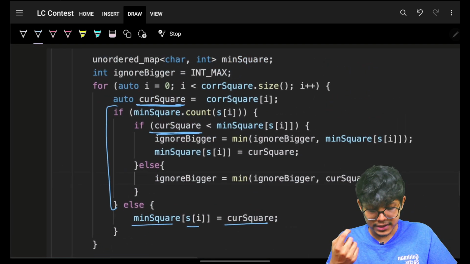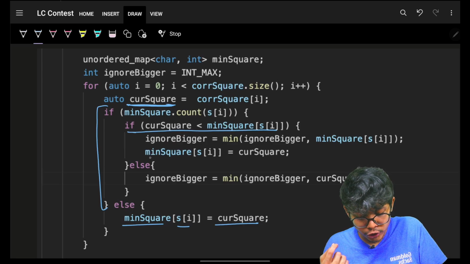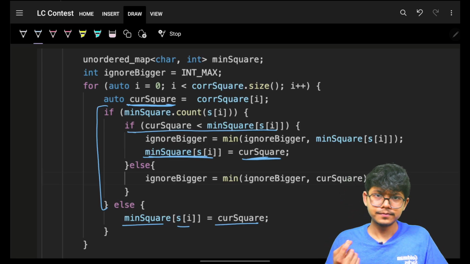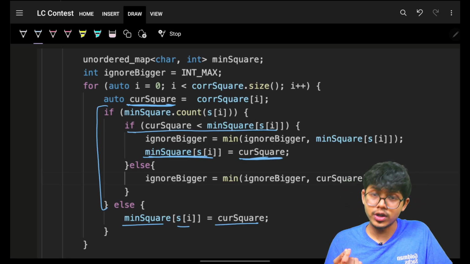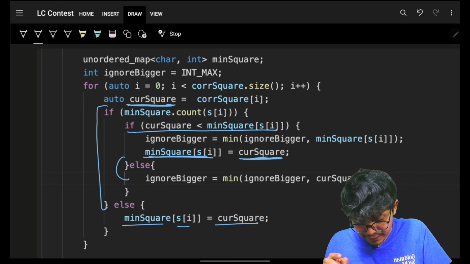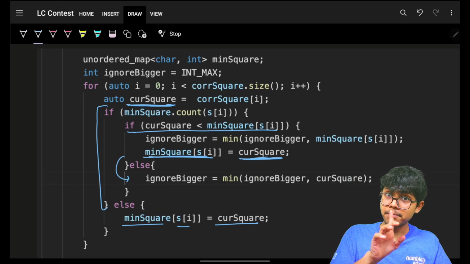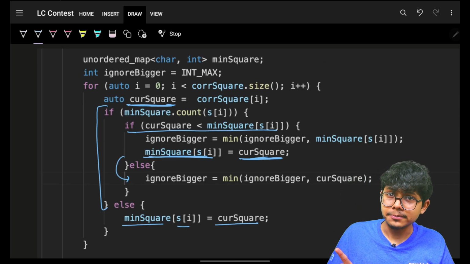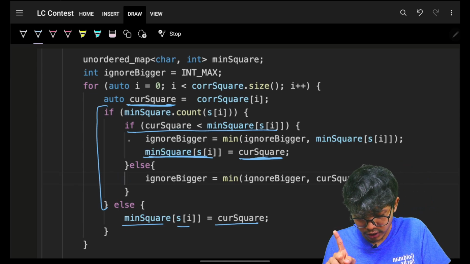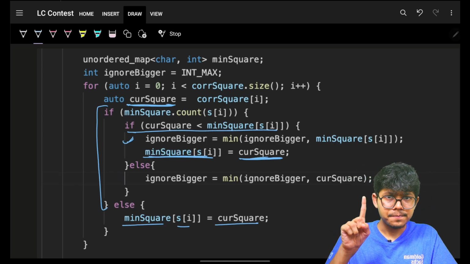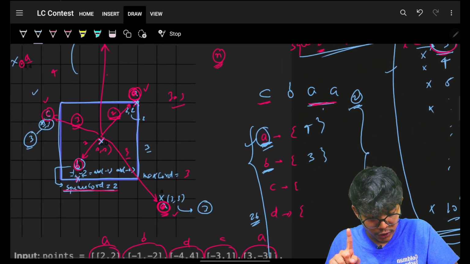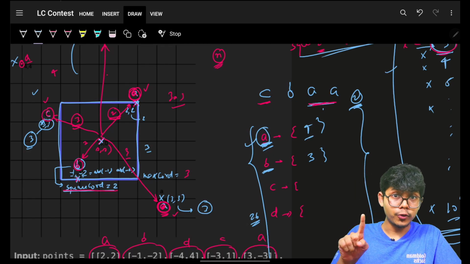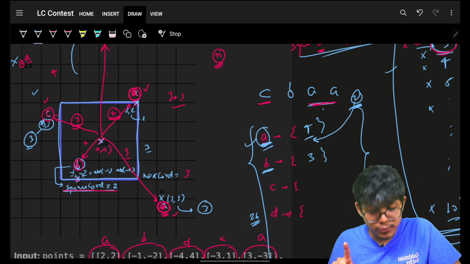If this is less, only then you should update your minimum square with that current square value. If not, then do nothing. But I'm not saying do nothing. You have to firstly make sure, even if it is less, you got a 2, initially it was a 4, you are replacing a smaller value.